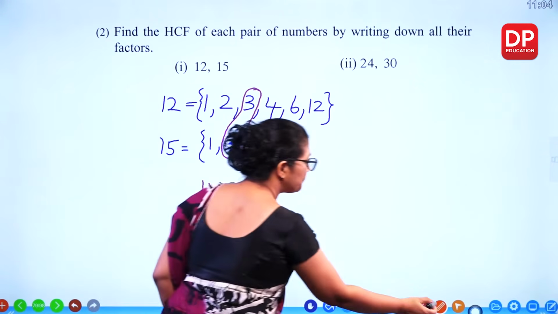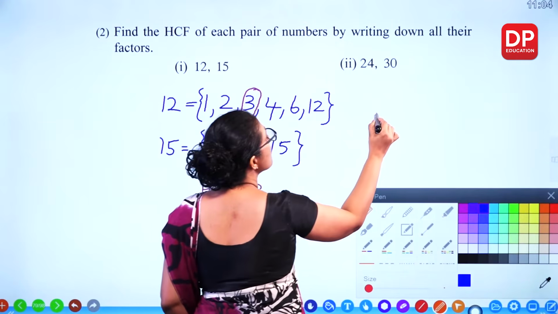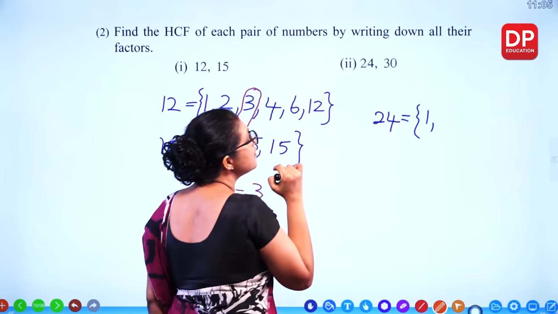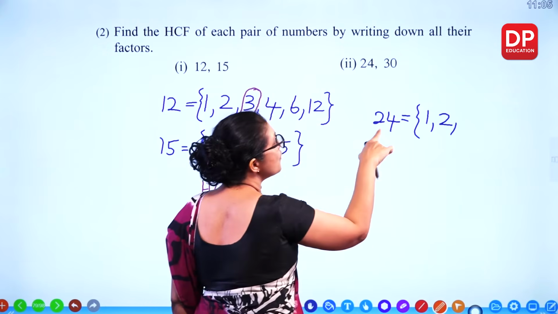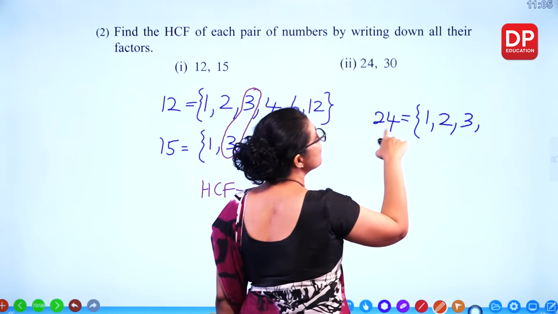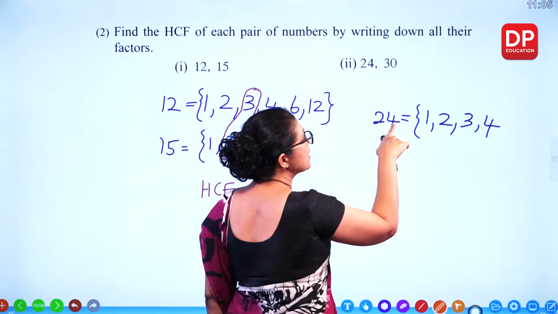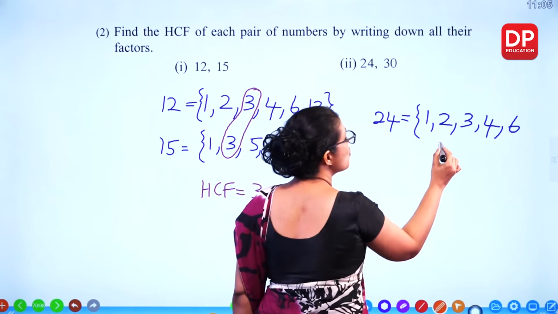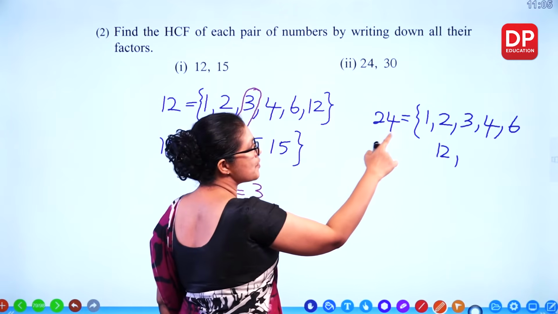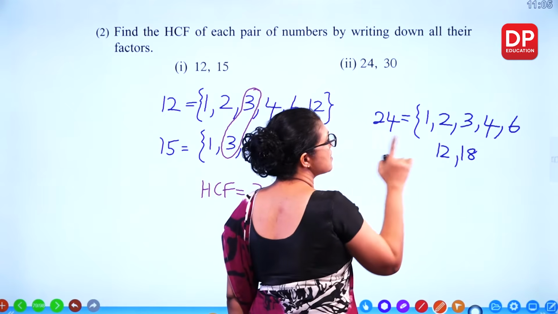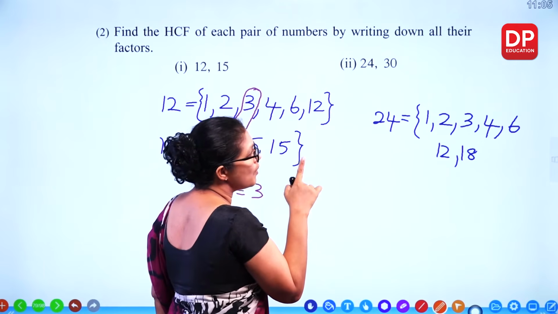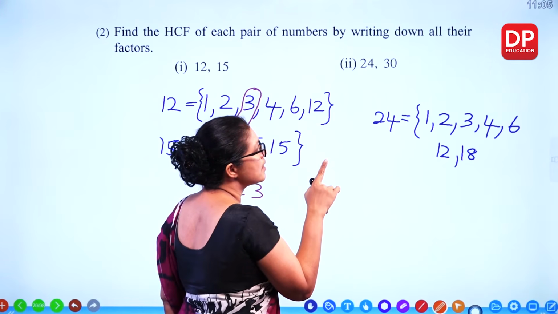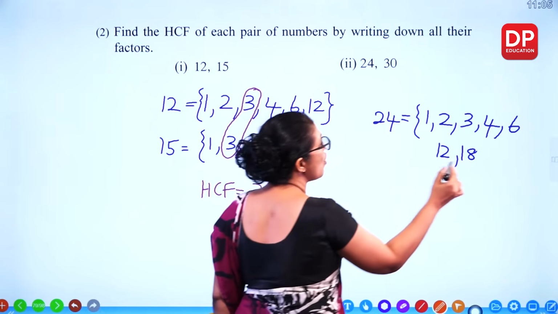Next one, 24. 24, how can you write? You can divide by 1, 2. Then 3, 4. What else? 6. 6 times 2, 12. And 6 times 3, 18. 6 times 4, 24. Do we get another one? 4 times 3, 12. 4 times 2, 8. 6 times 4. So that's all. 24.